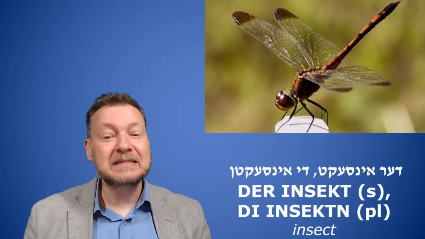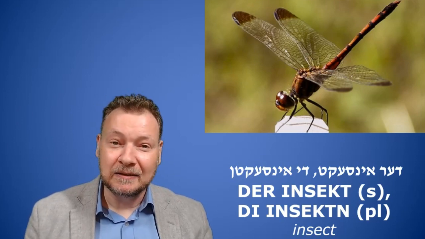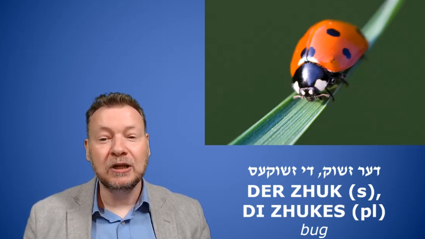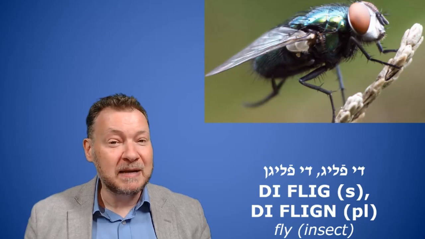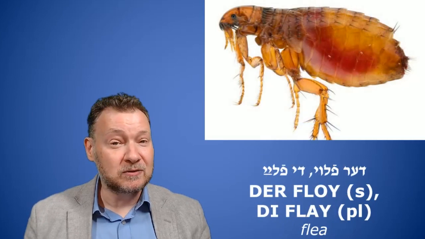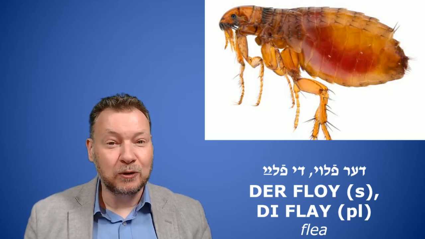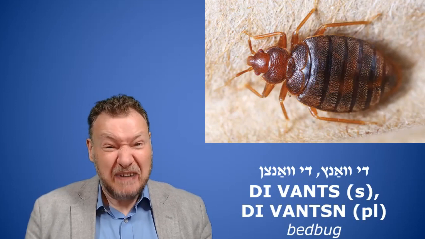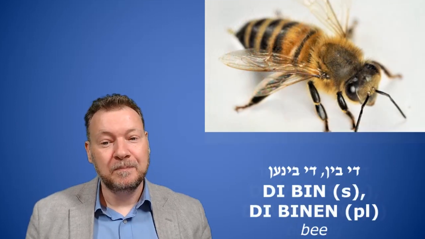An insect is der Insekt, plural die Insekten. You can also refer to it as a bug, der Juk, plural die Jukes. Die Flieg is a common housefly, die Fliegen in the plural, not to be confused with der Floi, a flea, plural die Fly. Die Wanz is a bedbug, die Wanzen in the plural.